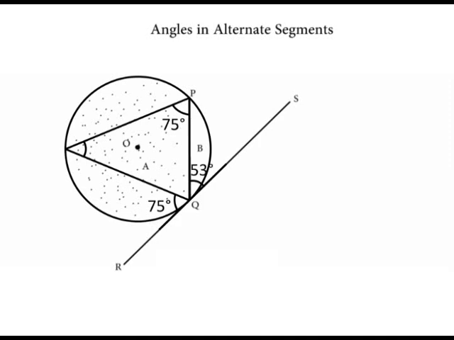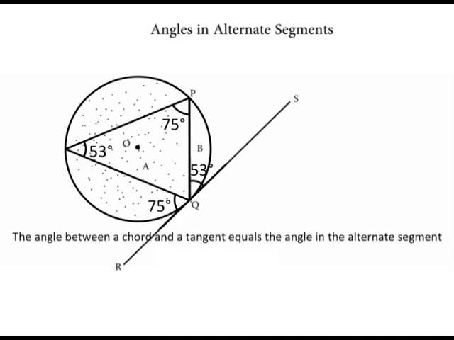If this is 53 degrees, you will know that this opposite interior angle is also 53 degrees. The rule is, the angle between a chord and a tangent equals the interior opposite angles in the alternate segment.